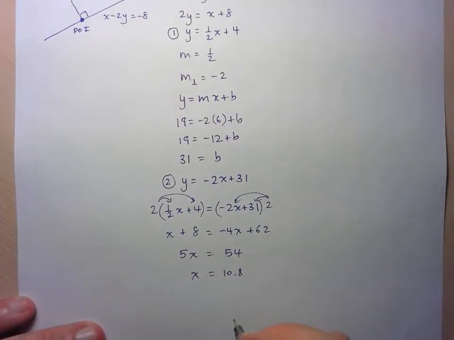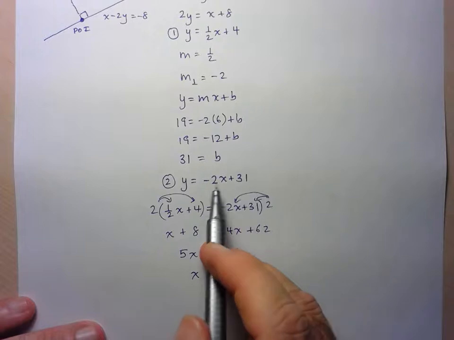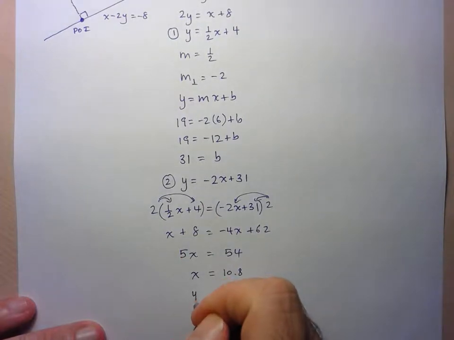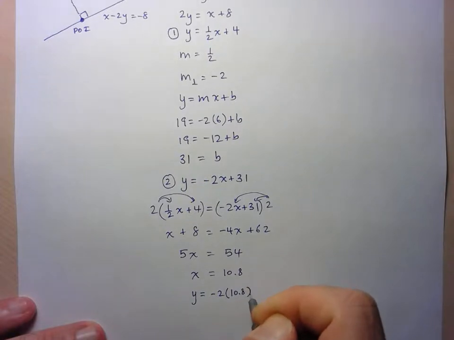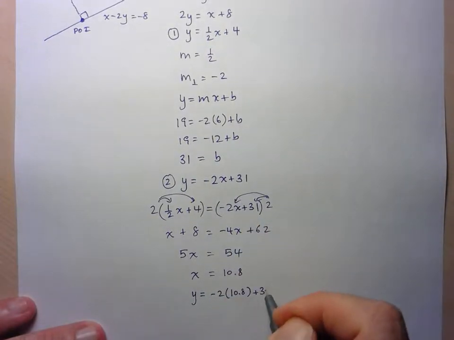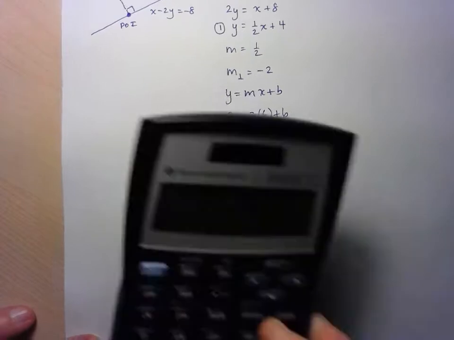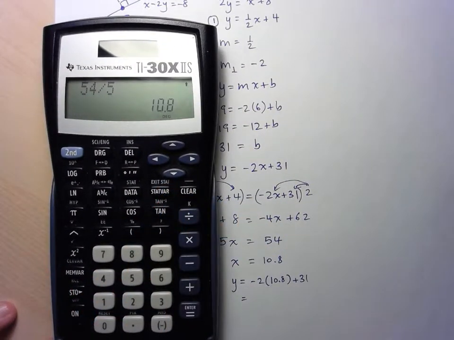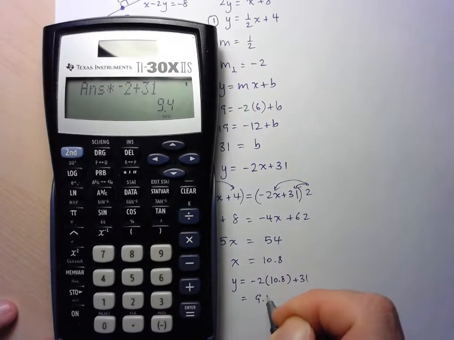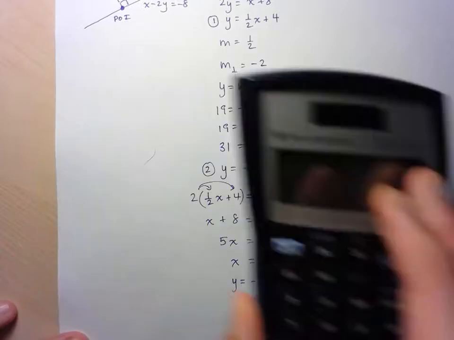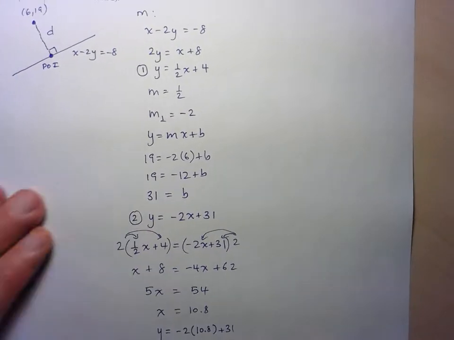Okay, and now let's find the y value. So I'll use this equation here so I don't have to deal with the fraction. So the y value would just be negative 2 times the x value I just found, 10.8, plus 31. Okay, so again, let's take out the trusty calculator. I already have the 10.8 there. So times negative 2 and then plus 31. And we have 9.4.